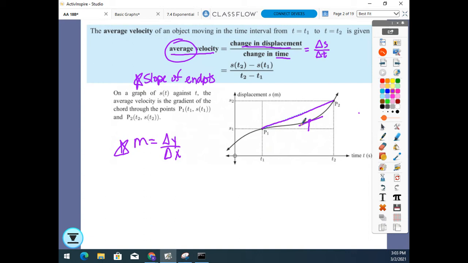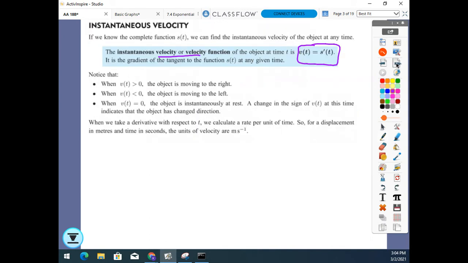So we're going to talk about two different things. If it says average, you're going to find the slope of 2 points. If it says instantaneous or just plain old velocity, you're going to use the derivative. These bullet points are also important. If the velocity is positive, it's moving to the right or up. If it's less than 0, negative, it's moving to the left or down. And when your velocity equals 0, it is at rest or changing direction.